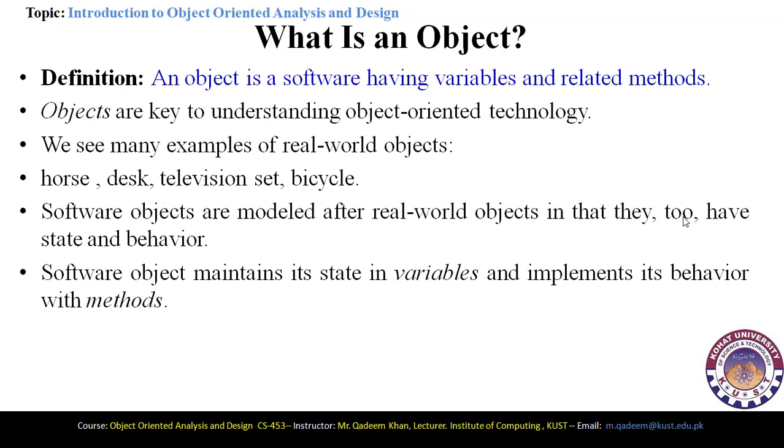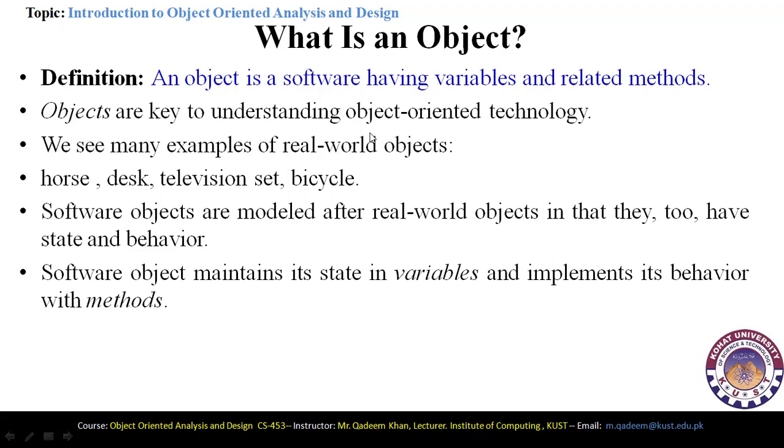Now, what is an object? Basically, the object is a software with variables and related methods. So objects have two different components. The first one is called variables. The variables are representing the data inside the object. And the second one is called the methods. Methods are the functions which will operate on the variables. So the methods are those operations which will process the variable or the data.